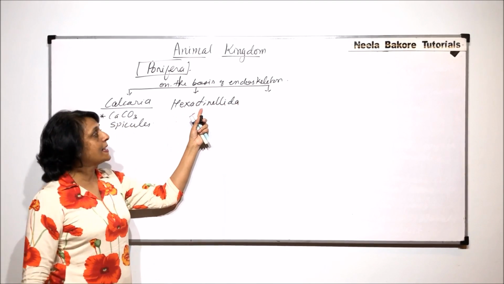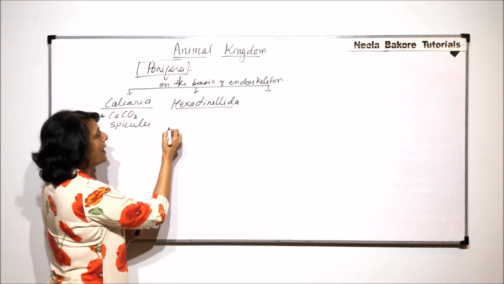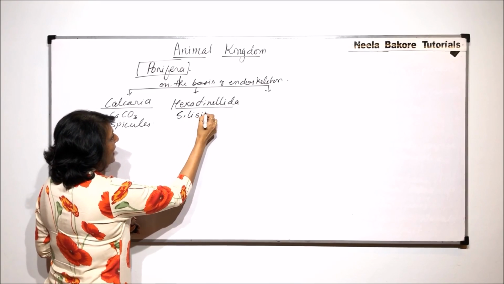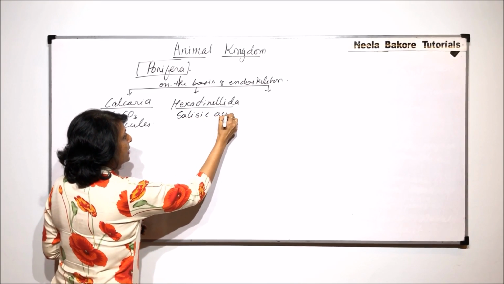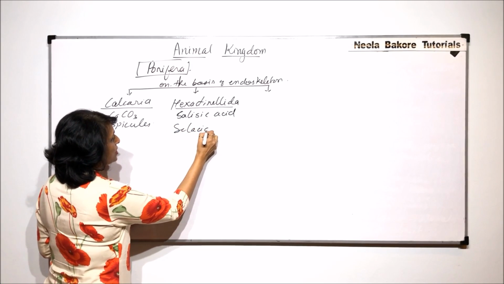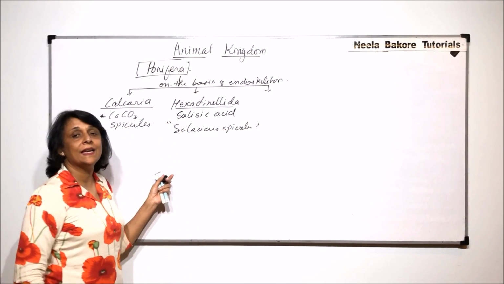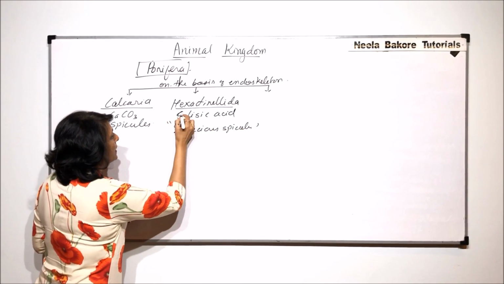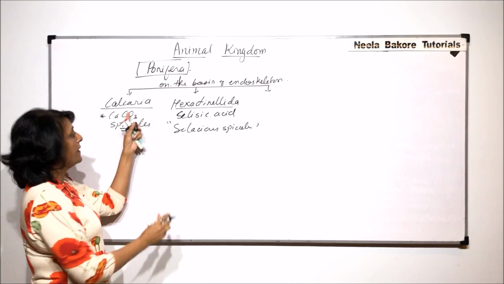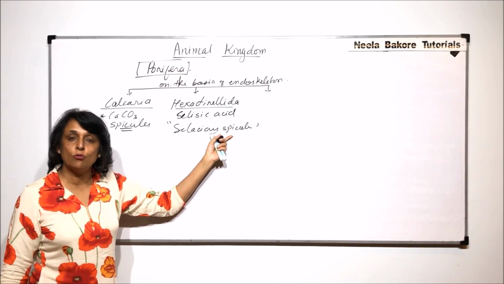The second one is called Hexactinellida. Here the spicules are silicic acid, and these spicules are known as siliceous spicules. So in both the cases there are spicules. One where calcium carbonate spicules are there, and other siliceous spicules are there.